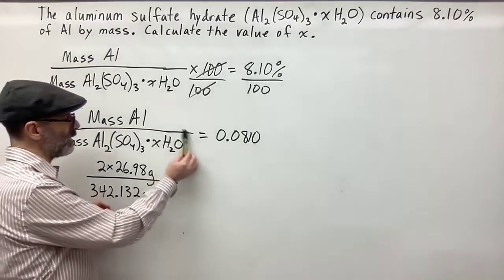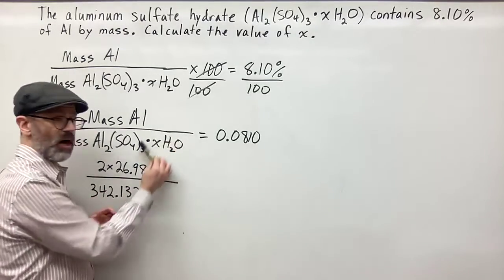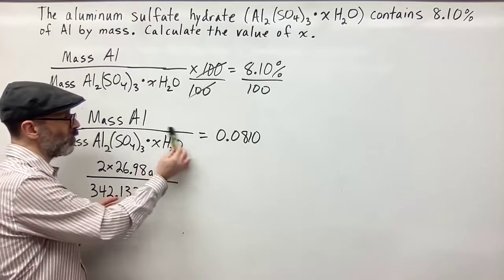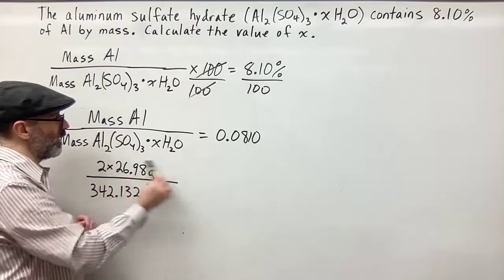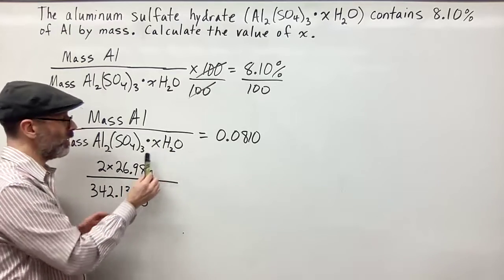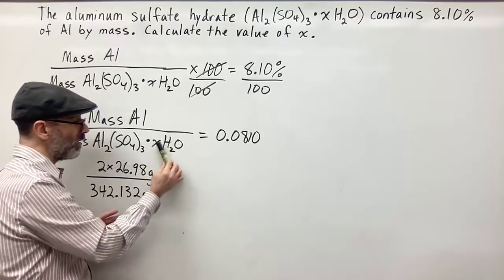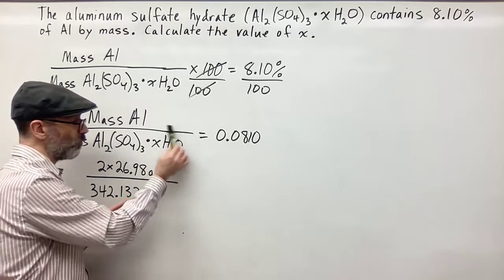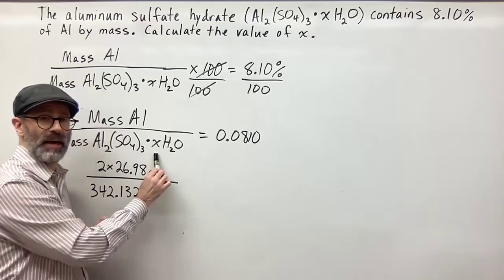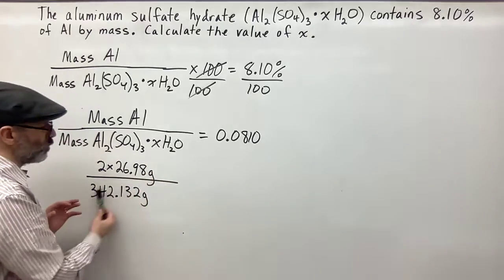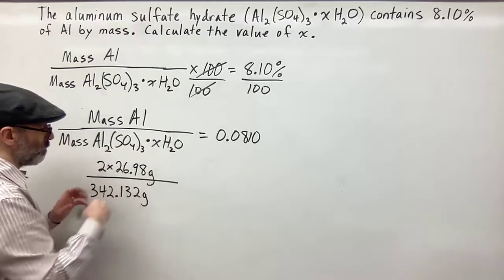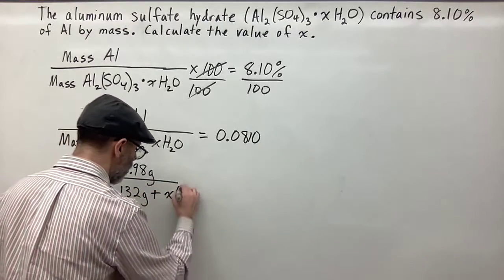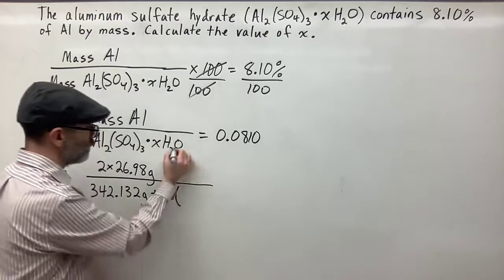And then I got to add to this the water. Now, I have an X here, so I'm going to have a certain number of water molecules in my hydrate, and that's what I got to find. I can find that using the molar mass. So all I need to do is calculate the molar mass of water, and then multiply that by X to add to the total molar mass here. So I would have to add to that an X times the molar mass of water.